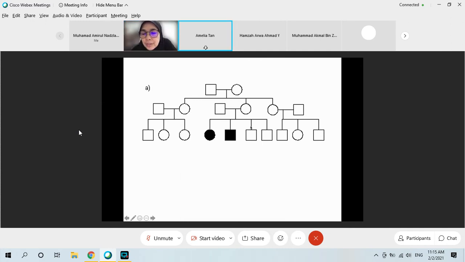Okay, so can you tell me what do you think? But before that, have you learned about mode of inheritance in your year 1 or year 2? I think we have learned, but only a little. Okay, no problem, we go through this and probably after this you will get a better understanding. But tell me, what do you see in this family?